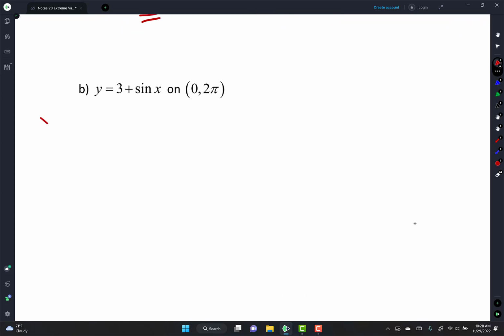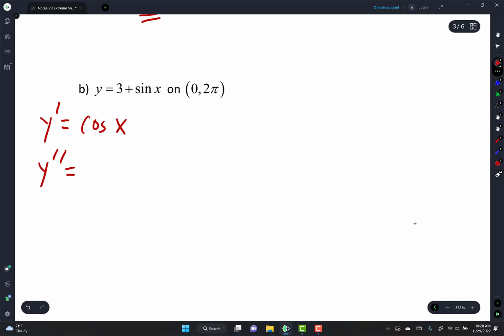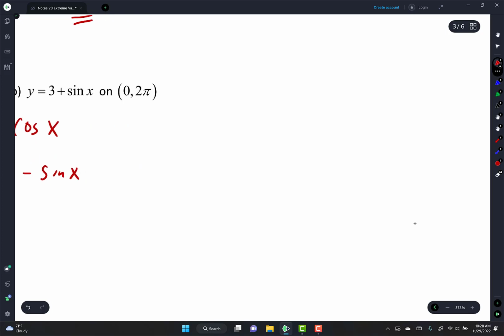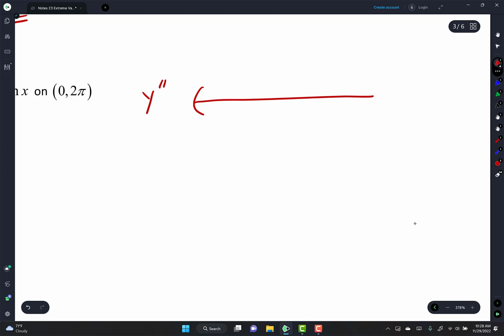Y prime. The derivative of 3 plus sine x is cosine x. Y prime prime. What's the derivative of cosine x? Negative sine x. Now, you can do a railroad track if you want, but on this one, don't go forever. I'm going to call it y prime prime, because I wrote y prime prime. And then I would go like this, where I start at 0 and I end at 2 pi. And I have one critical point, pi.